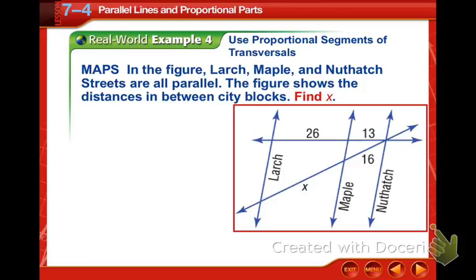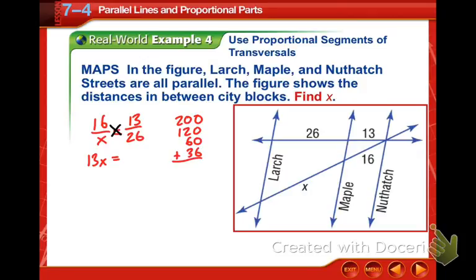So that means we can set up our proportion X over 16, or 16 over X, equal to 13 over 26. So we just need to cross multiply. 13 times x, 13x, and 16 times 26. So 10 times 20 is 200. 6 times 20 is 120. 6 times 10, 60. And 6 times 6 is 36.